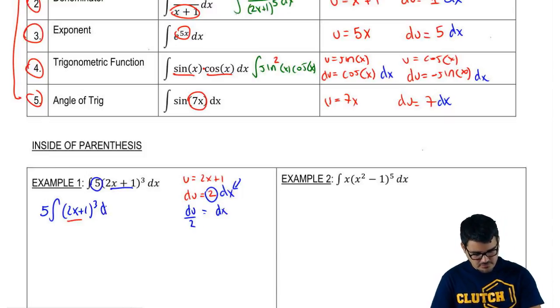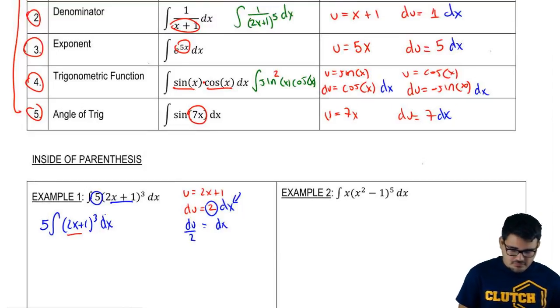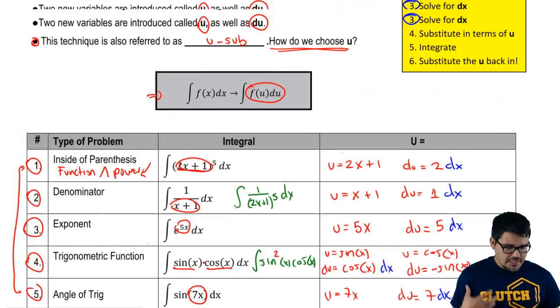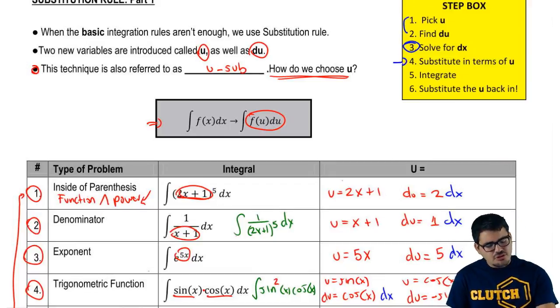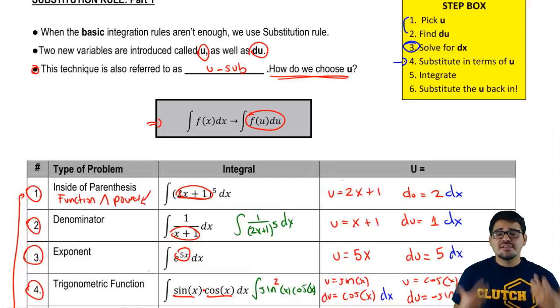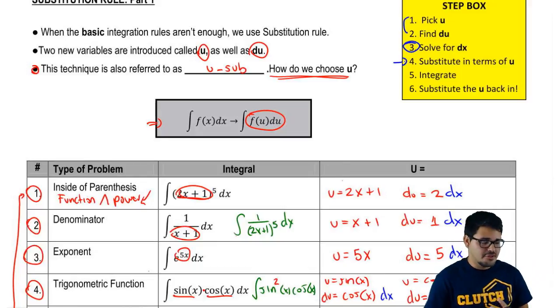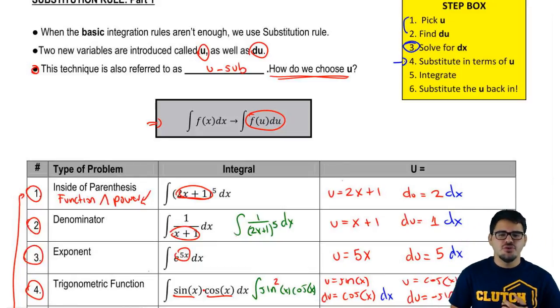So your question might be, hey, what do I do next? Now, this may be a little tricky, but you guys will know exactly what I mean once we do the example of it. Substitute in terms of u. What do I mean by that?